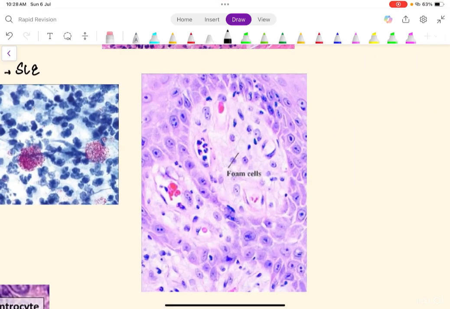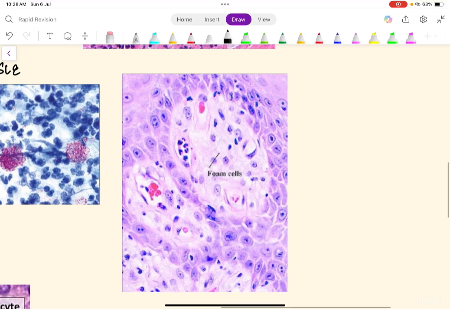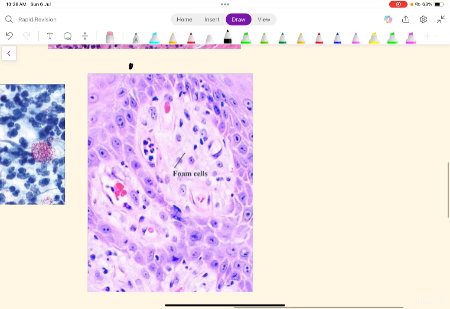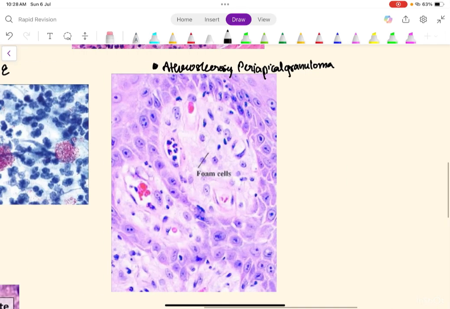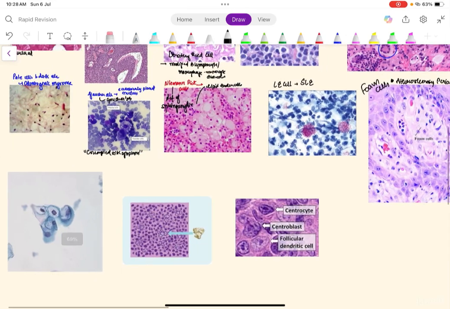Okay, fine. Now look at this. This is the foam cell. Now foam cell should remind you of all the conditions like atherosclerosis, right? But here specifically you should remember periapical granuloma. Okay, and these are foam cells. Now let's go through this one.